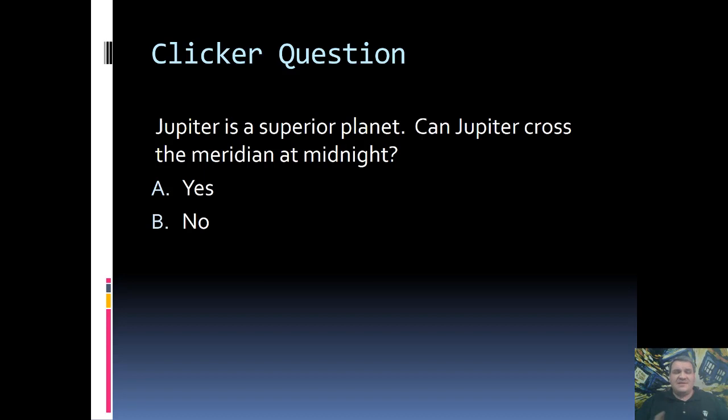Follow-up question, this is not going to be part of the lecture quiz, just think about it. Is it possible for an inferior planet to cross the meridian at midnight? In this case, the answer is no, because its orbit is smaller than the orbit of the Earth. We're never going to be able to see it opposite the Sun in our sky. It's always going to stay relatively close to the Sun, so we will never see an inferior planet on the meridian at midnight. I hope that made sense.